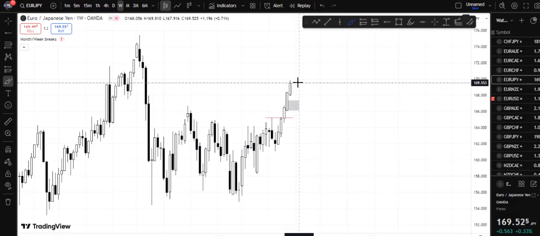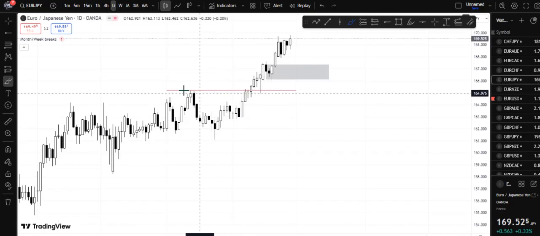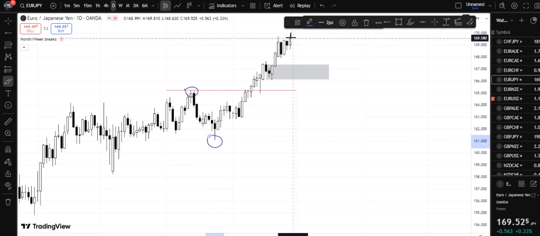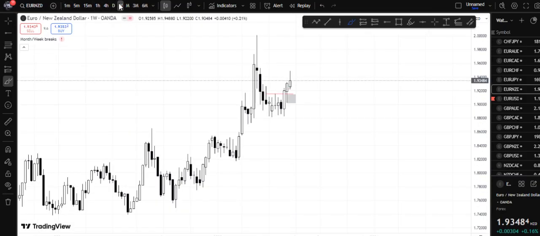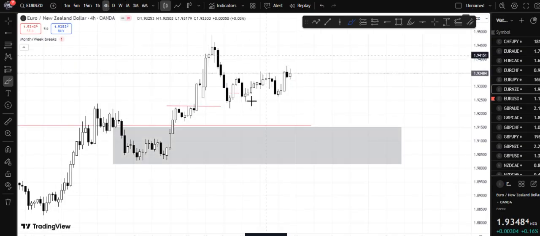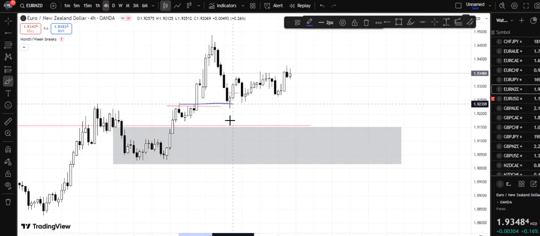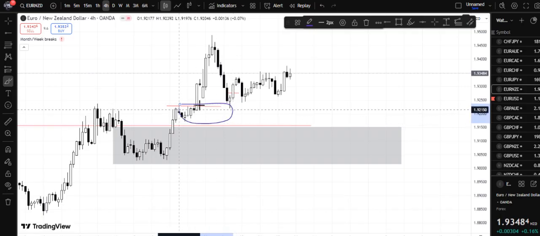The euro yen should continue to the upside. It should rally to the upside, but the question is, this is our high, this is our low, so this would be a perfect area to keep longing. And then we have the euro NZD, which is quite interesting. Looking at this from a weekly time frame, we are looking to long this guy. I don't expect a deep pullback anymore, because this is already reacting from this H4 demand.